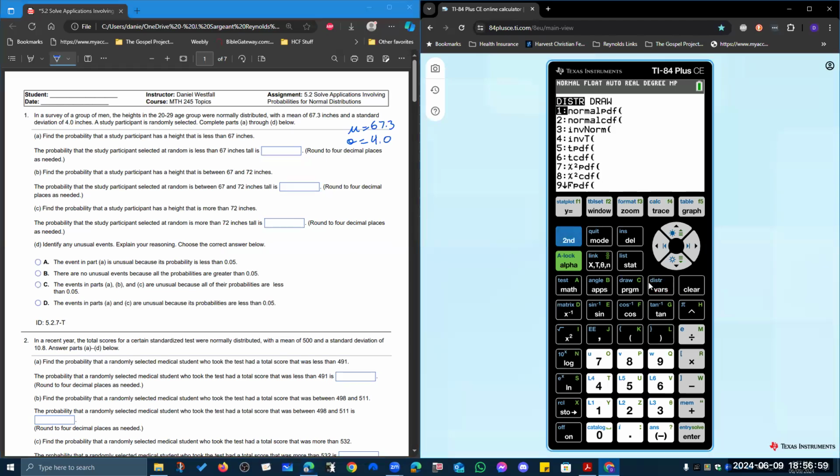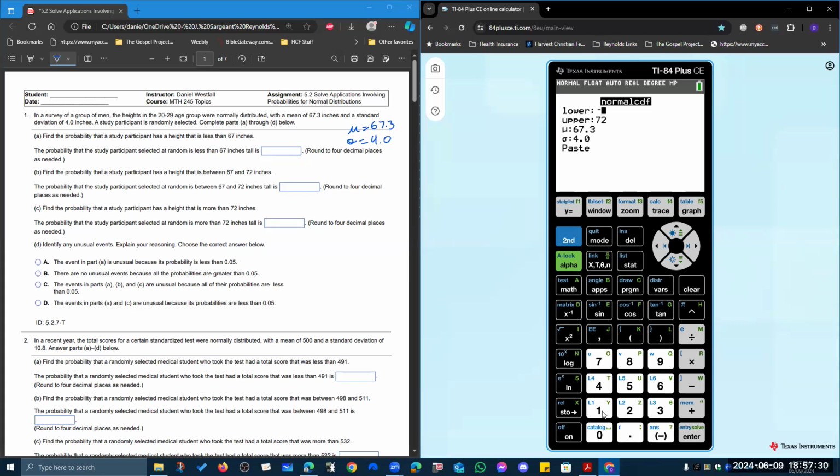So second distribution, normal CDF. We need 67.3 for our mean and 4.0 for our standard deviation. Part A asks us to find the probability that a study participant has a height less than 67 inches.